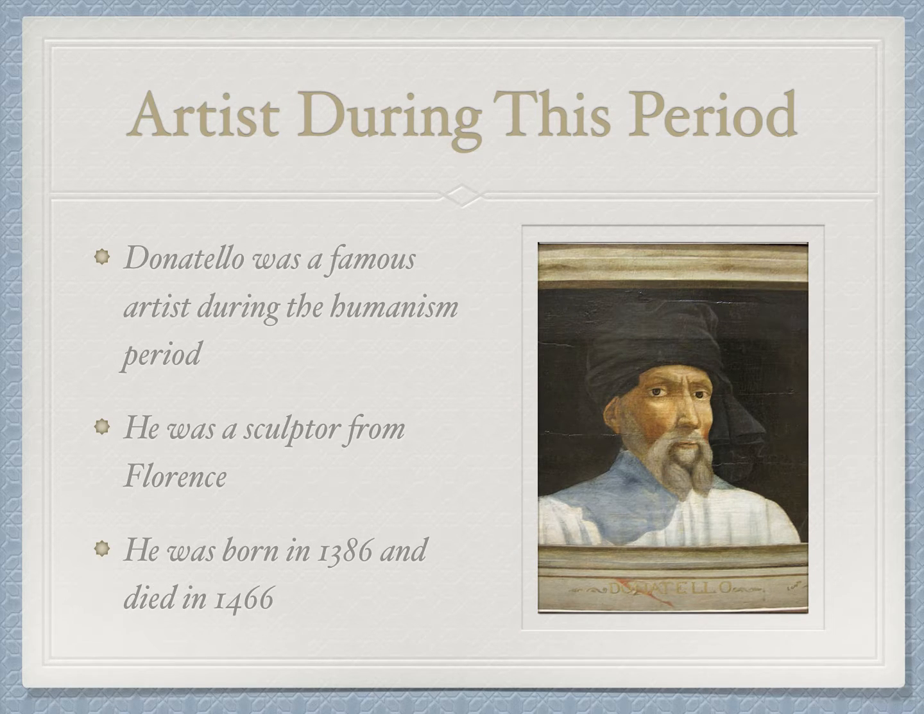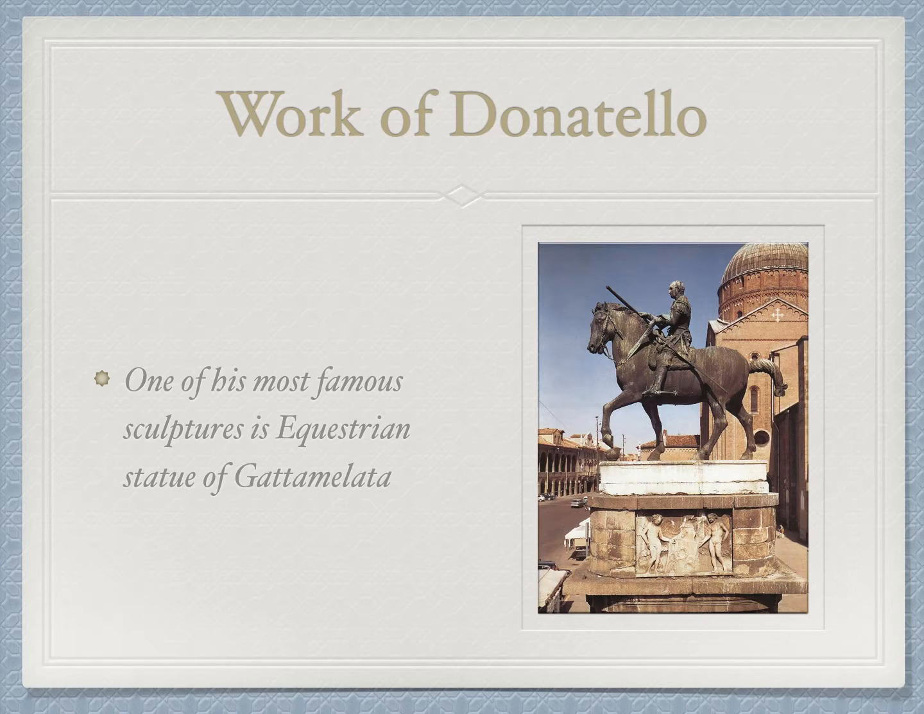An artist during this period was Donatello, who was a sculptor from Florence. He was born in 1386 and he died in 1466. Of the works of Donatello, one of his most famous sculptures is the equestrian statue of Gattamelata. The statue itself portrays the Renaissance condottore Erasmo de Narni, who is known as Gattamelata.